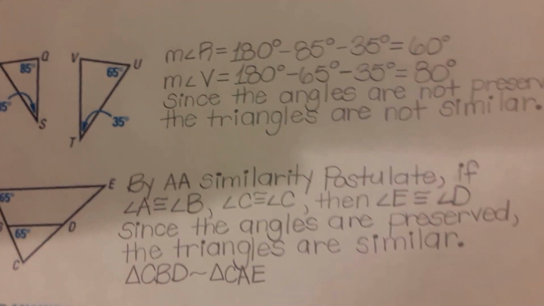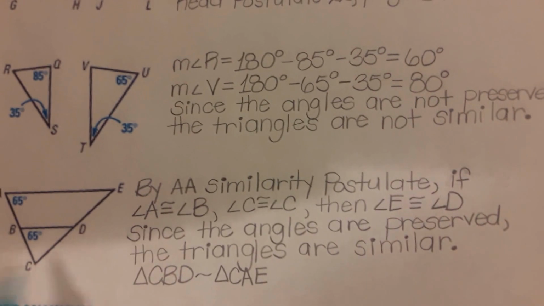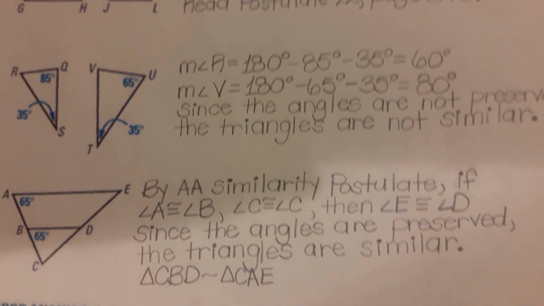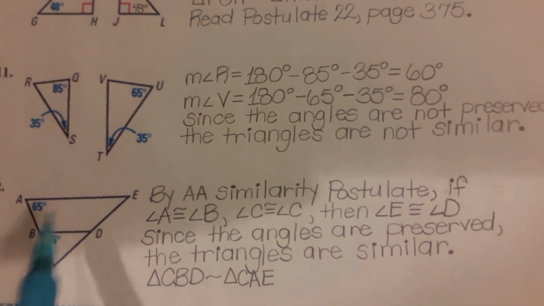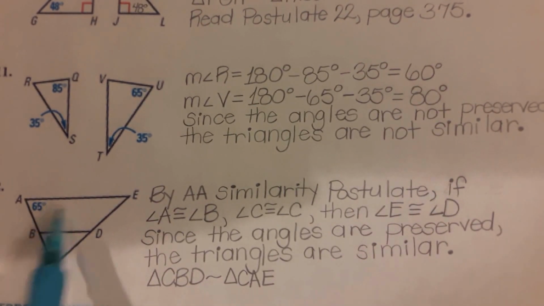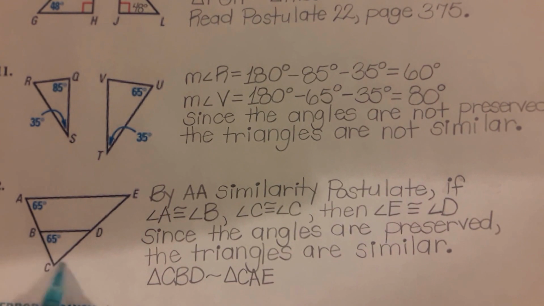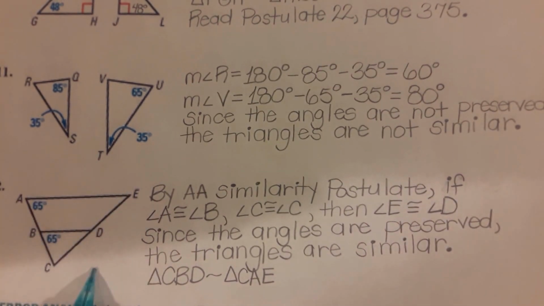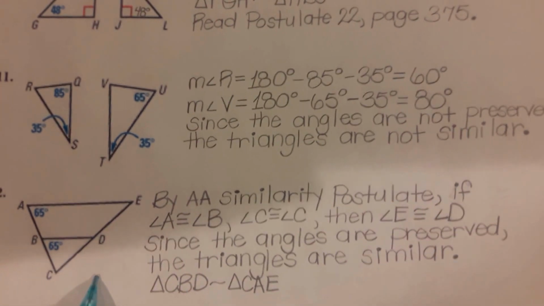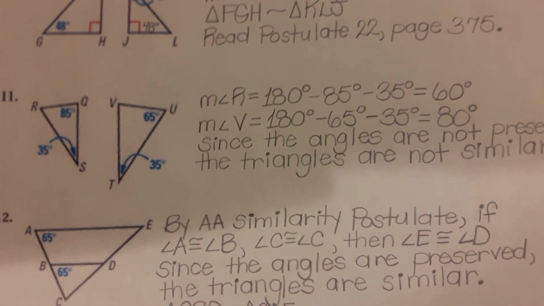Number 12. This one looks a little tricky, but you really have to look at this image. You may need to separate the triangles. I see two triangles: a smaller triangle here, and a large triangle here. If you need to separate them into two separate triangles, then you need to redraw the diagram.